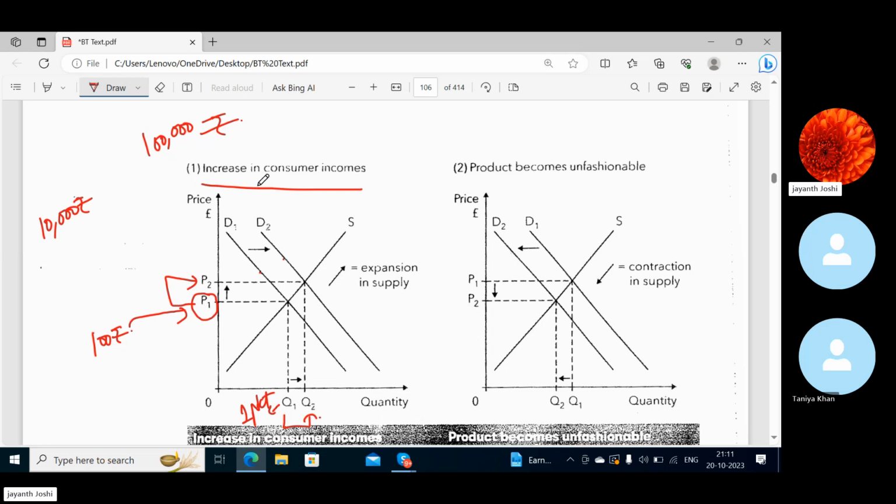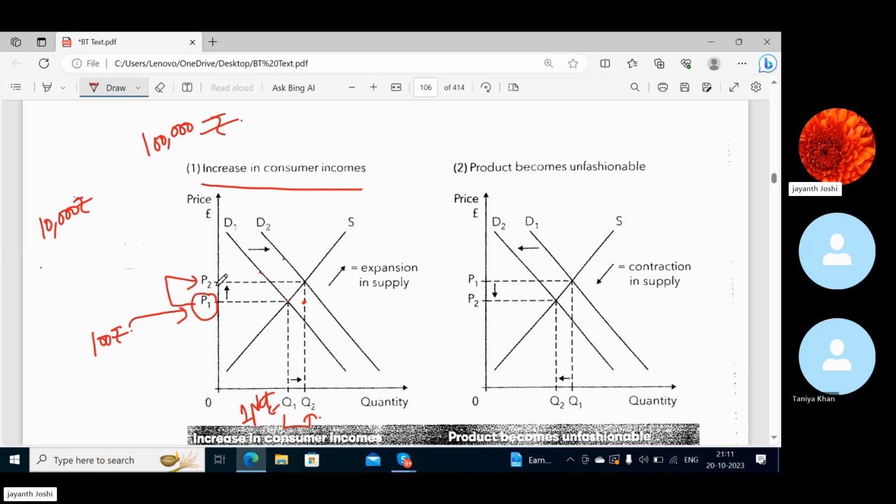The income has increased for the consumers. So now, at this same price, here we are going to see the changes, right? At the same price, you don't see the quantity increasing, of course, but not at the same price. The price is changing, right?